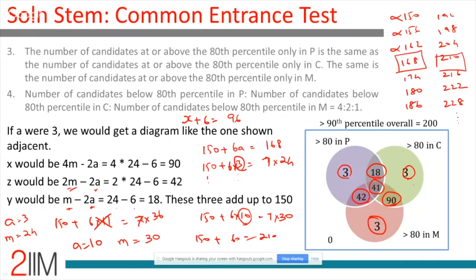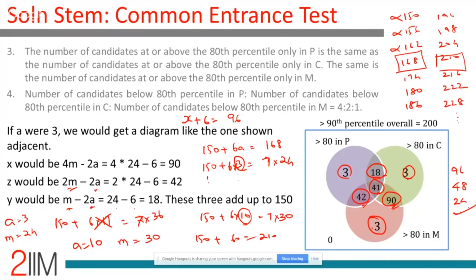So the number not in the top 20 percentile in P is 96, in C is 48, and in M, leaving this out, is 24. 4 is to 2 is to 1. That ratio works perfectly. And these numbers add up to 50. Everything put together adds up to 200. These three add up to 150.